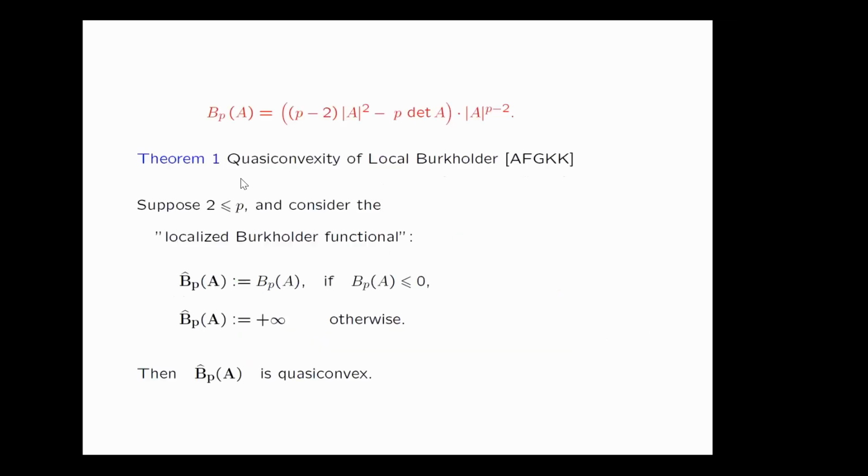Okay, so I would like to present a theorem which says that, yeah, it's quasi-convex, but this we don't know how to do, not yet at least. But at least we made some progress recently, and that is that we can consider a local version of the Burkholder functional. This functional has, as you can see, positive and negative values.